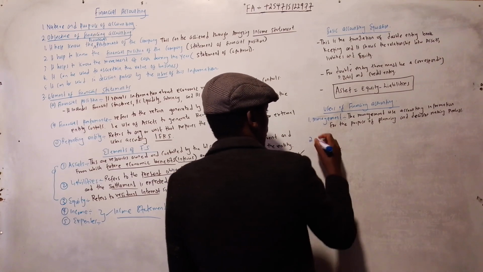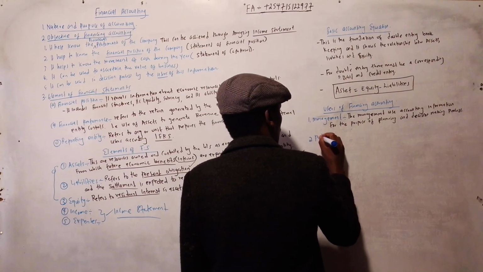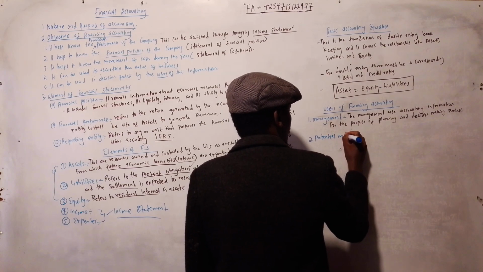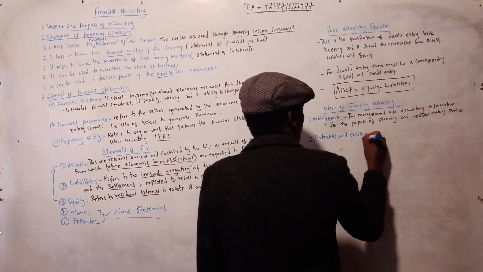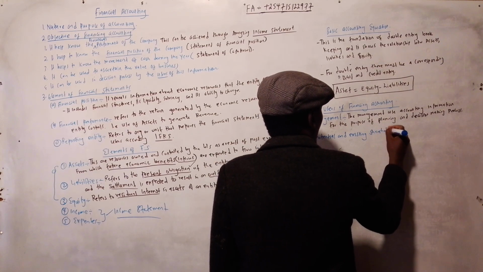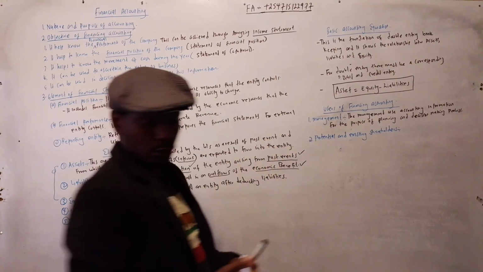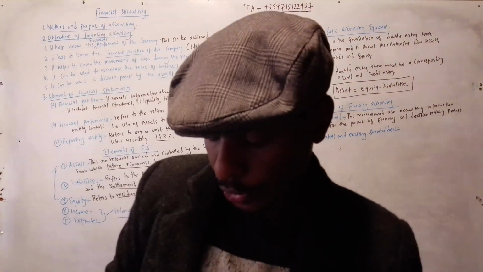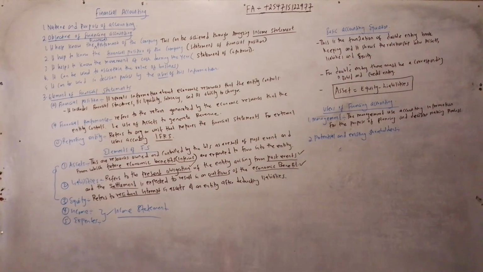Then number 2, we have potential and existing shareholders. Those are also users. Potential and existing shareholders, and we can say that they need the accounting information to assess the risk inherent.